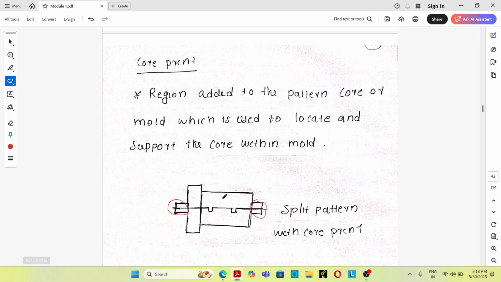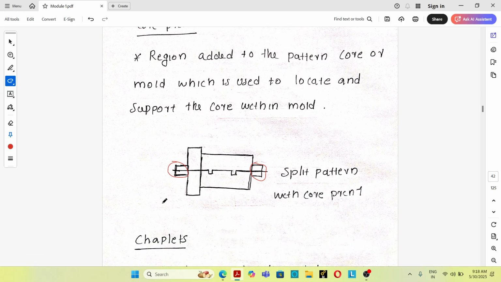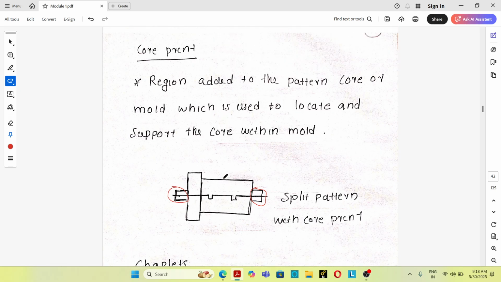This is a split pattern. You can see this is a split pattern, and this is the core print. This core print is used for producing a core seat inside the mold cavity, and the purpose of that core seat is to support the mold core inside the mold cavity. So the core seat is a region added to the pattern which is used to locate and support the mold core within the mold.